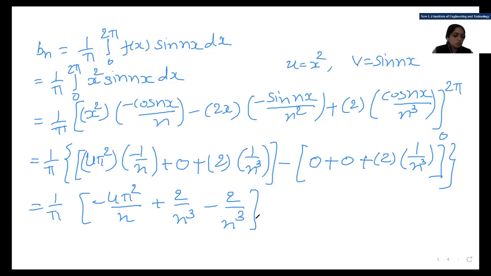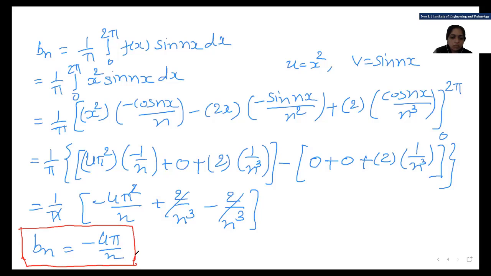Okay. So here both terms will cancel and this pi also cancels. So the value of bn is minus 4 pi by n, right? Minus 4 pi by n. So this is the value for bn. So is there any doubt for any student up to the value of bn?